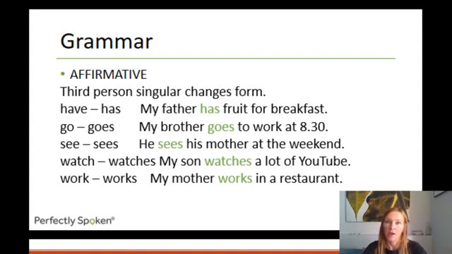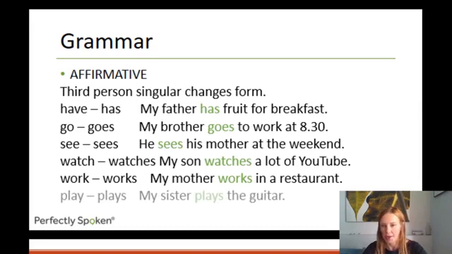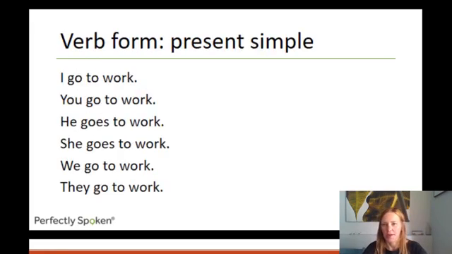So remember that. I hope you already know this, really, because you're A2 level. This is just a review. But if you do have problems with this and you want more practice, don't forget there's a test at the end. And also you can write to me and tell me that you want more information on that, okay? So last example, play, plays. My sister plays the guitar.